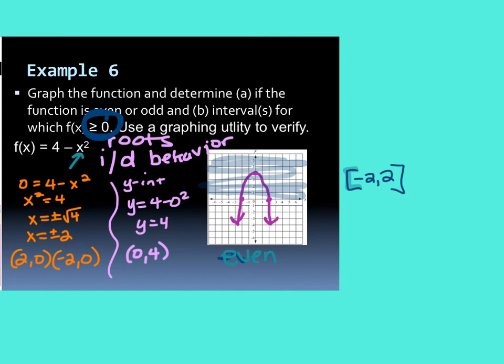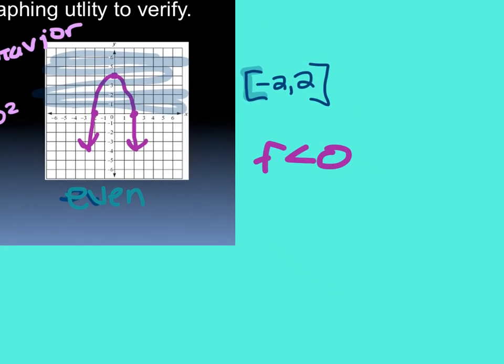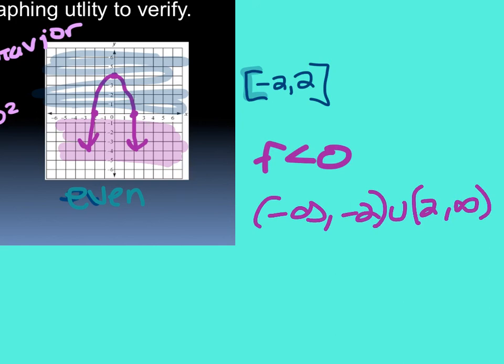What if it had asked where is it less than 0? What would that interval look like? How would I describe these x's? Negative infinity to negative 2, and then positive 2 to infinity. Does that make sense? Yeah. So it can be on more than one interval. You can separate it. If that's the case, you put that little union symbol between it. Okay, that's how we show interval notation.